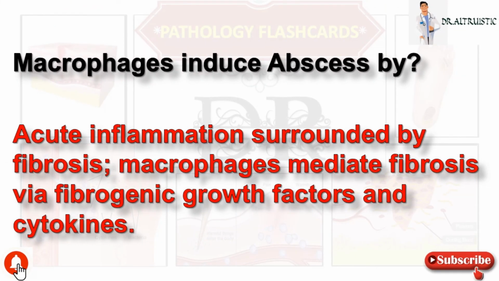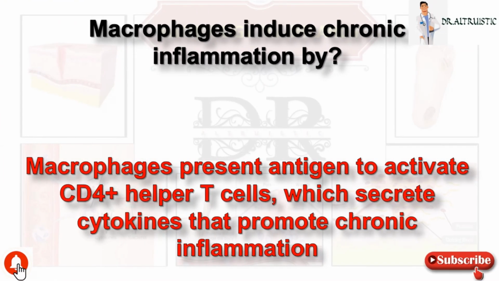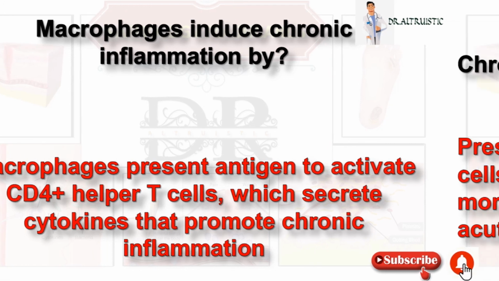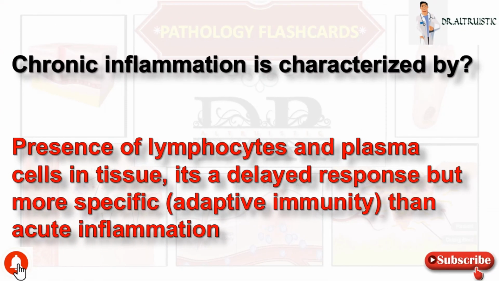Macrophages induce abscess by acute inflammation surrounded by fibrosis. Macrophages mediate fibrosis via fibrogenic growth factors and cytokines. Macrophages induce chronic inflammation: macrophages present antigen to activate CD4+ helper T cells, which secrete cytokines that promote chronic inflammation. Chronic inflammation is characterized by presence of lymphocytes and plasma cells in tissue. It's a delayed response but more specific, adaptive immunity than acute inflammation.